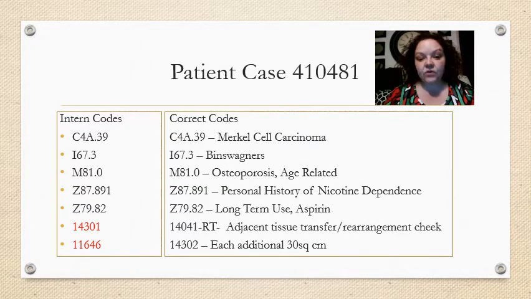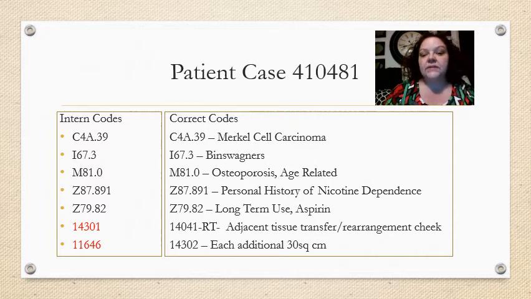Okay, the next case is for patient 410481. And for this case, the intern had the diagnosis codes correct. The C4A39 refers to Merkel cell carcinoma. The history code Z87891 for nicotine dependence is almost always relevant in cancer cases. Because this is a surgical case, the history code for Z7982, long-term use of aspirin, is also needed because it may reflect or may affect the bleeding time. The procedure code for this case needs some review.